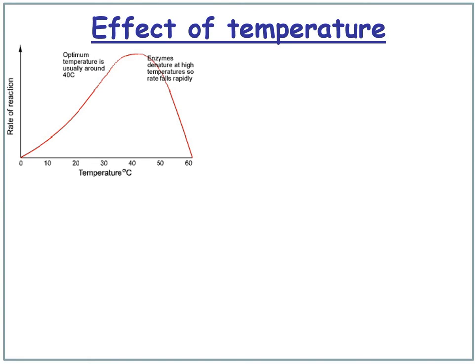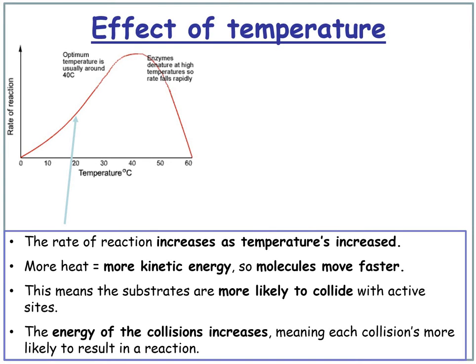Now, to explain it, we need to say why that happens. The rate of reaction from 0 to 40 increases because as temperature increases, more heat means more kinetic energy, so the molecules move faster. This means the substrates are more likely to collide with the active sites. The energy of the collisions increases, meaning each collision is more likely to result in a reaction.